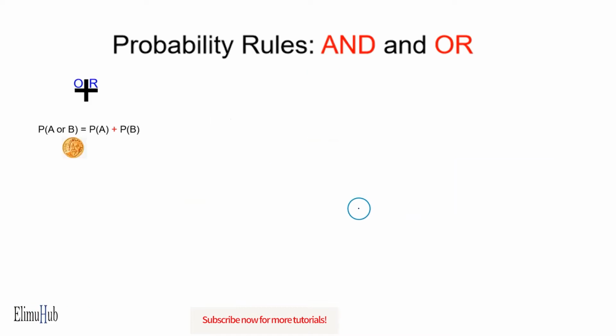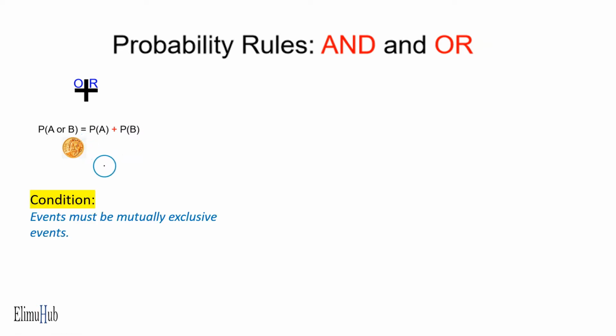Okay, so the first one we're going to start with is the or rule. What do we do when we have the probability of A or B? Well, we need to add probabilities. So when do we use this formula or this condition? Well, we need to have events that are mutually exclusive. That means events that cannot happen at the same time.